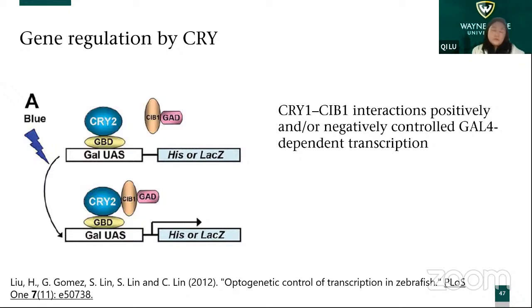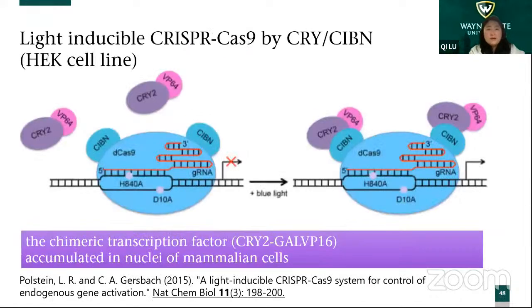So here I'm going to write some examples. For example, gene regulation by CRY. The construct is a CRY2, CIB1 interaction, with one part, AD, linked to CIB1 and the BD linked to CRY2. After shining the white light, CRY2 binds to CIB1, and this will start gene transcription.